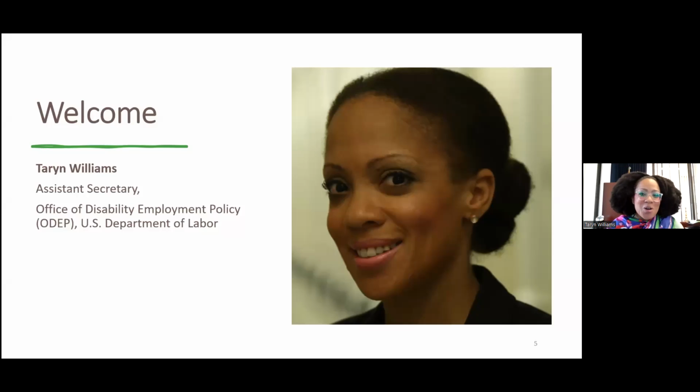For those of you who don't know, ODEP is a sub-cabinet level agency within the Department of Labor. We were established by Congress 21 years ago to create a federal agency dedicated to working across policies, programs, and agencies to promote disability employment. And it is our mission to develop and influence policies and practices that increase both the number and quality of employment opportunities for people with disabilities. And that is a mission that I care about deeply, and I know all of you who are joining us today care about as well.